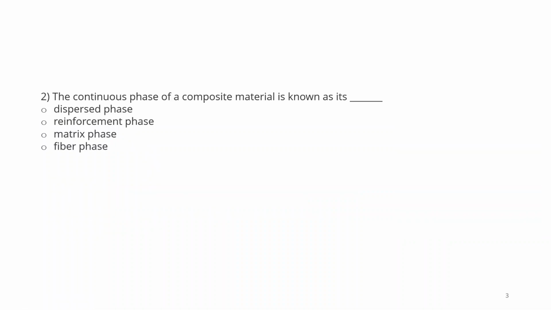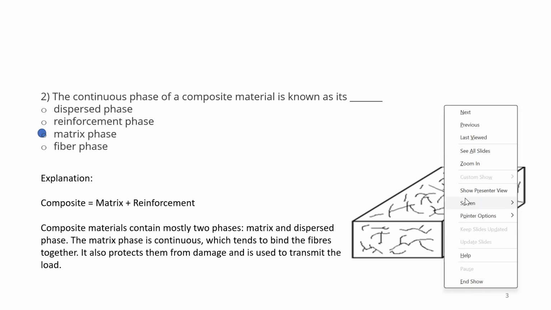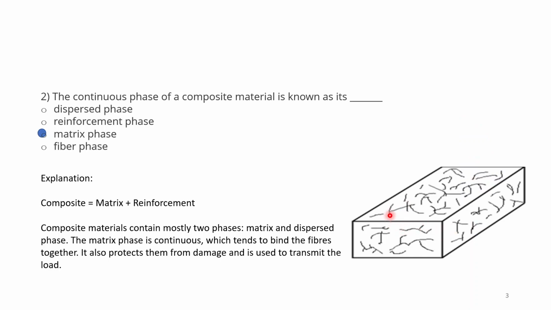Next question is, the continuous phase of a composite material is known as its blank. Your options are dispersed phase, reinforcement phase, matrix phase or fiber phase. So your answer will be, the continuous phase will be the matrix phase. This is what your composite looks like. These are the fibers that act as reinforcement in this matrix, which is continuous.